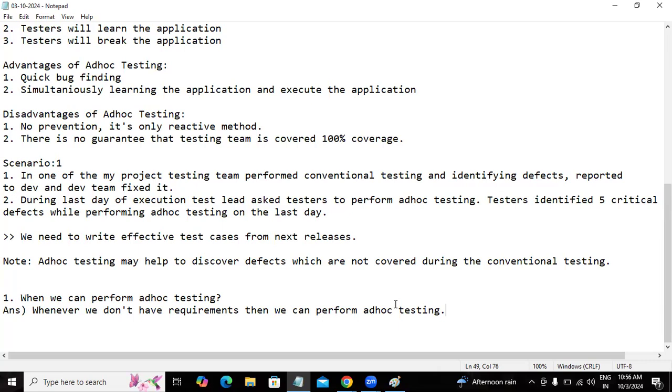If they are asking, so my expectation is I need to book one product. Okay, if they are not saying, if they are not giving the requirements, then there is no need to explain.